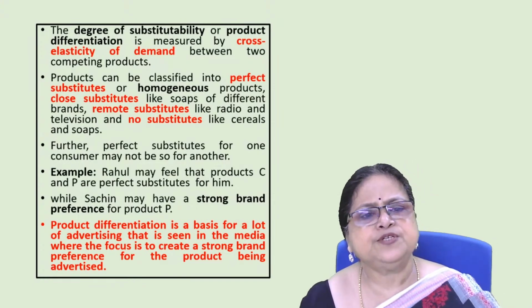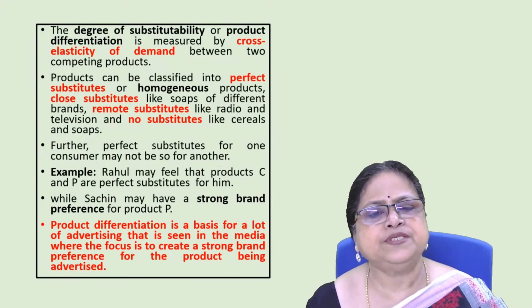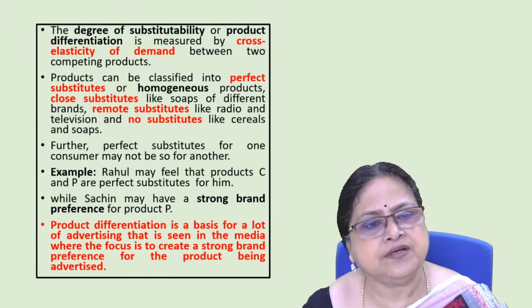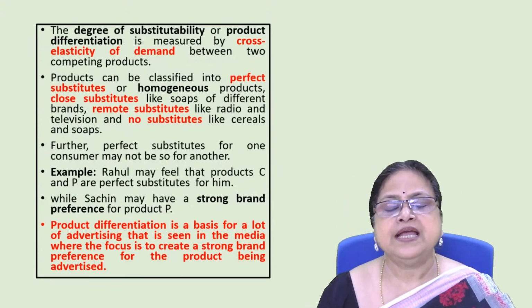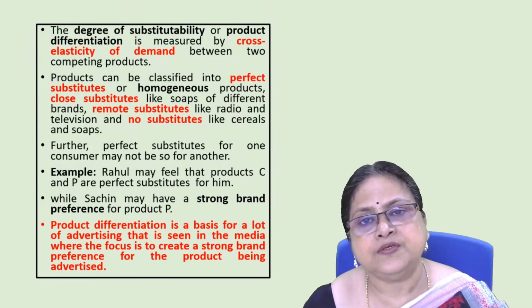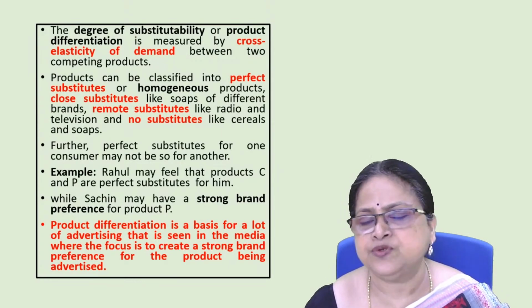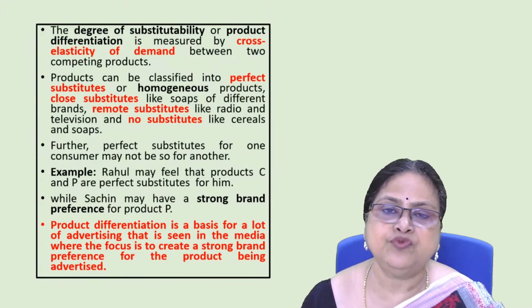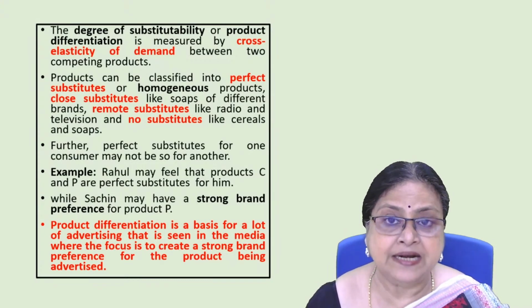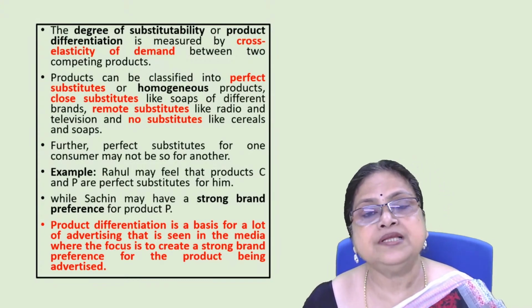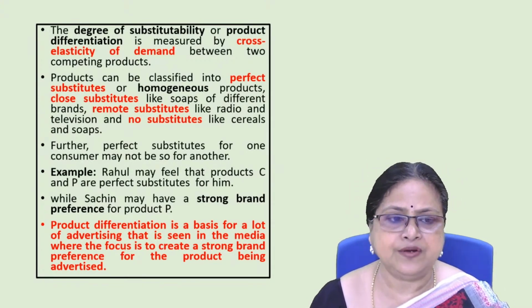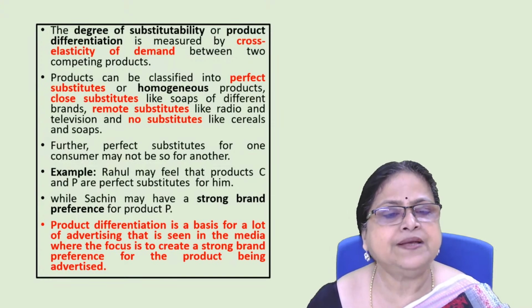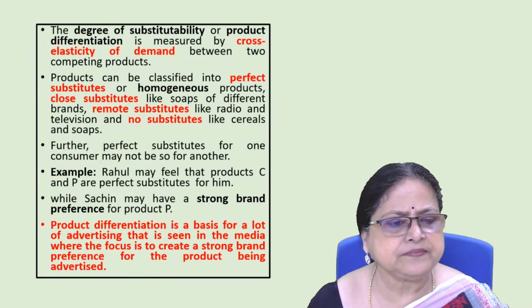A perfect substitute for one consumer may not be so for another. It depends on the consumer, because for a perfect substitute or homogeneous product, I might say that all the khajurs look the same, so there is no difference. But another person who has a preference for a brand will say no, the branded one is much better compared to the ordinary khajur. That is the example. Now the example here is given. Suppose there are two products C and P.